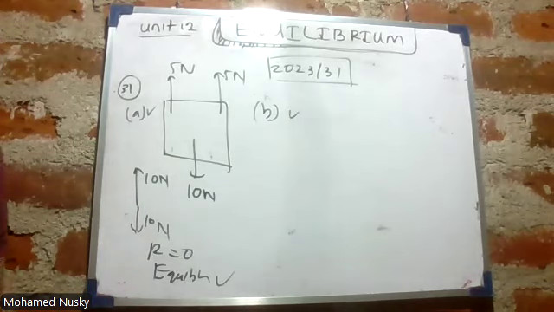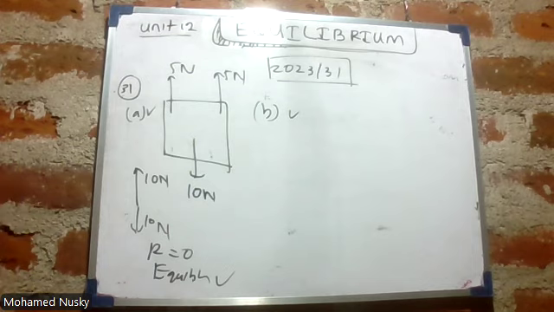Three forces are acting. They are in the same plane, and the lines of action of the forces will meet at the same point. The resultant of two forces is equal to the other force. Therefore, B will also be correct.